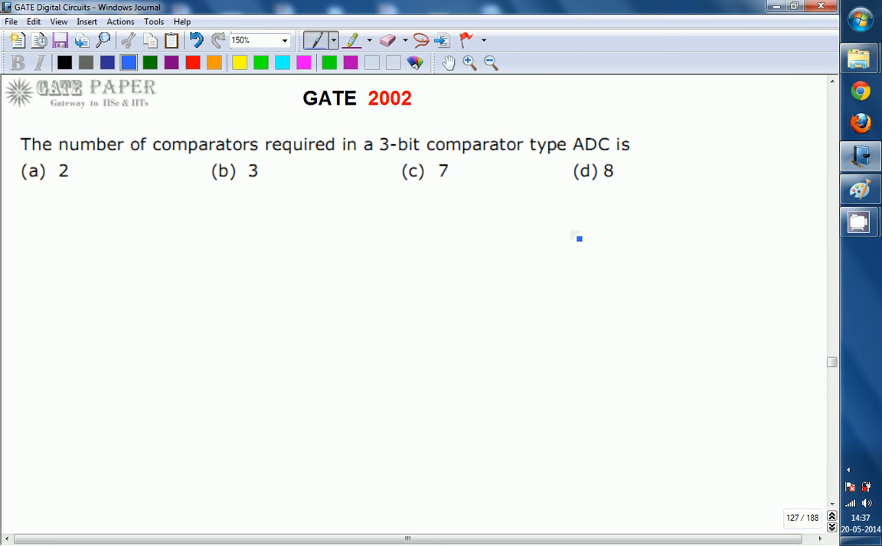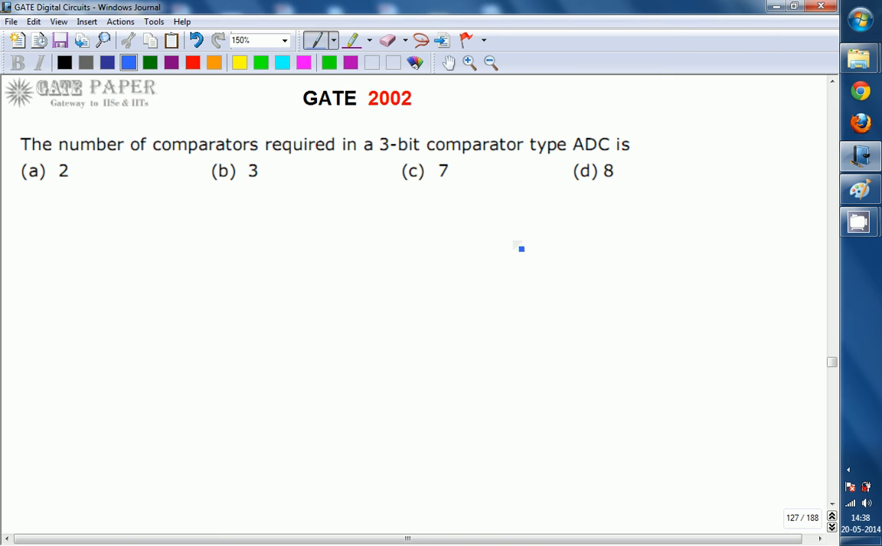Hello, we are discussing the GATE 2002 ECE paper, and this question is related to digital circuits. The number of comparators required in a 3-bit comparator type ADC is A) 2, B) 3, C) 7, D) 8.